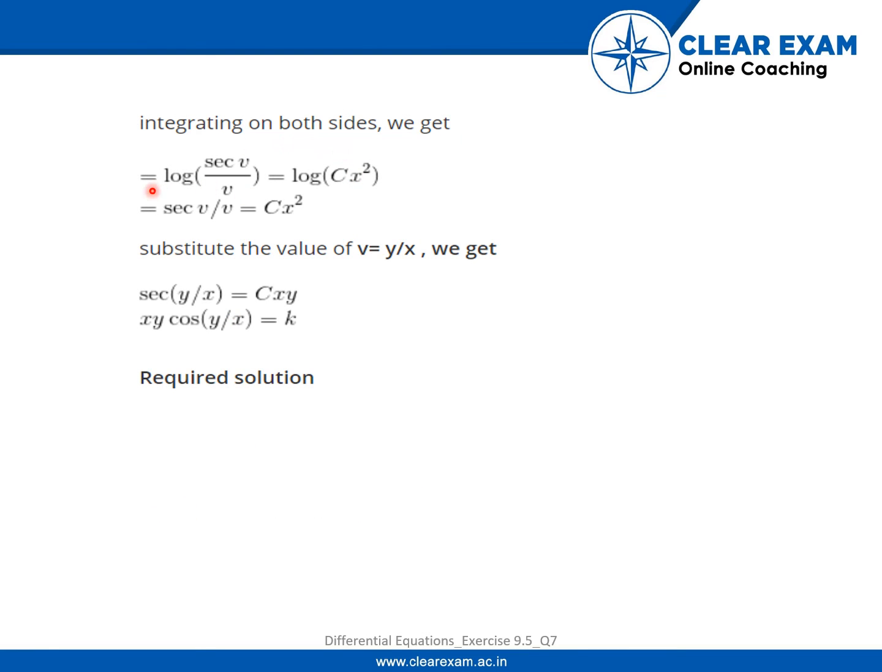Integrating on both the sides, we get log(sec v / v) = log(c x²). So sec v / v = c x². Substituting the value v = y/x, we get sec(y/x) = c xy, so xy cos(y/x) = k. This is the required solution.